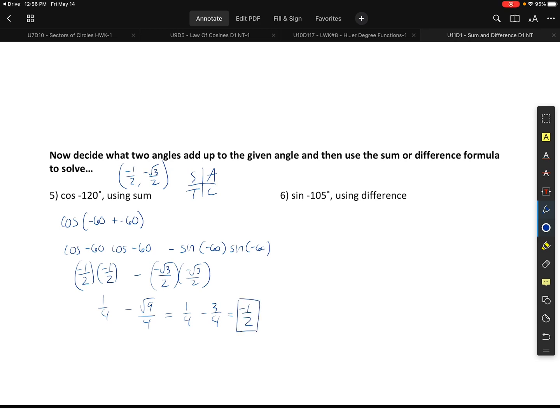And with the work that we have, I wouldn't expect you to do the sum formula for this, because we can actually just use our unit circle to find negative 120.